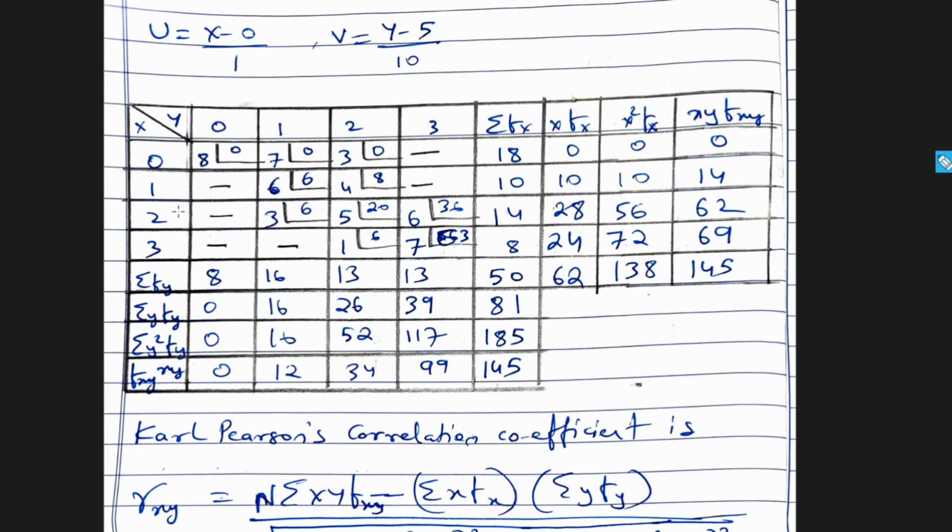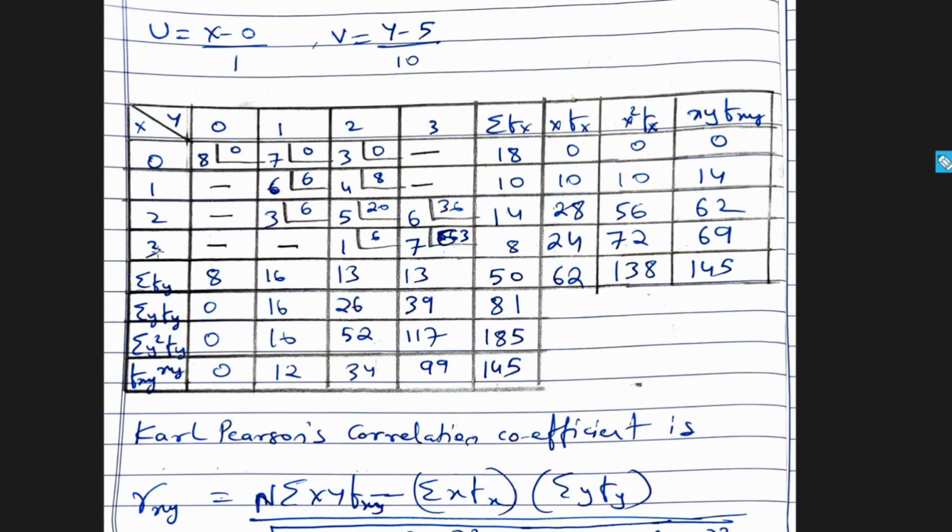Next, 2 into 1 into 3. So 2 into 1 is 2, 2 into 3 is 6. So 6 has been written here. 2 into 2 is 4, 4 into 5 is 20. So 20 has been written here. 2 into 3 is 6, 6 into 6 is 36. So 36 has been written here. So 6 plus 20 plus 36, that is 62.